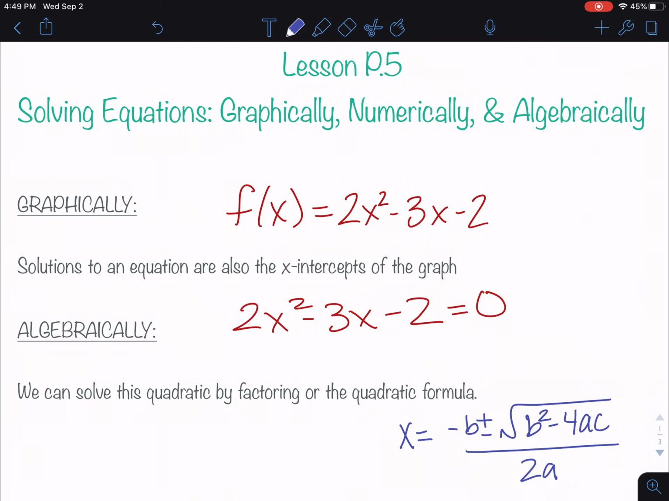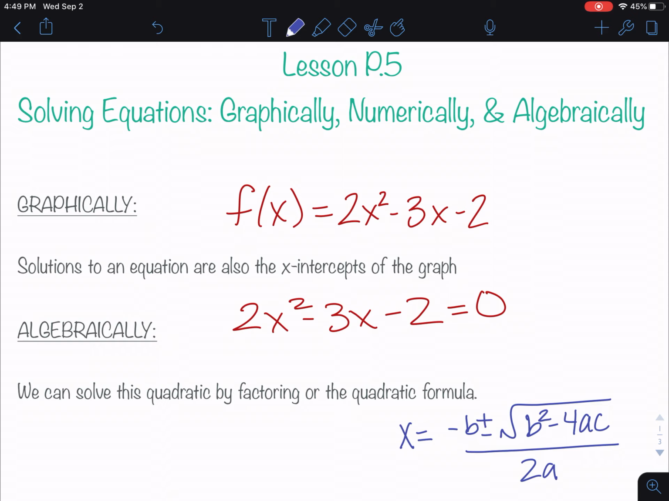Oftentimes, we are able to solve equations in a variety of ways. One of the most popular ways to solve an equation is algebraically, but we are also able to solve it graphically and numerically as well. In this lesson, we are going to focus on a couple non-linear equations to solve in a variety of ways.